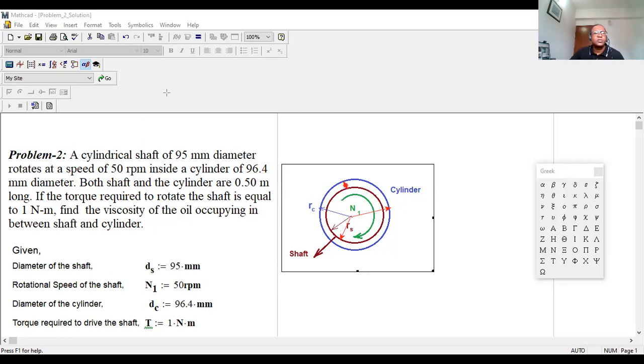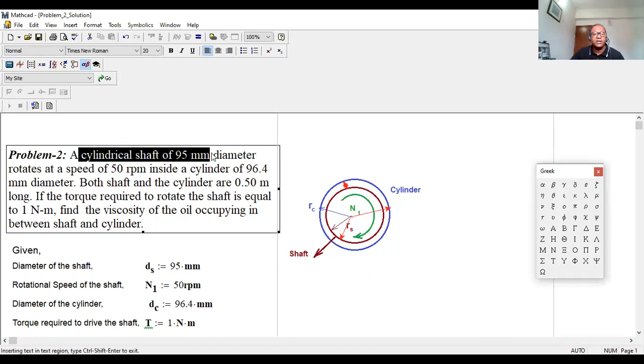So let's now look at the problem again. It's a cylindrical shaft of diameter 95 millimeter. Every problem, at first you write down what data is given. You read the problem question, then you need to realize which formula it is related to. You have to realize immediately in your brain which formula to use. Then you figure out what data is given and write it down step by step.